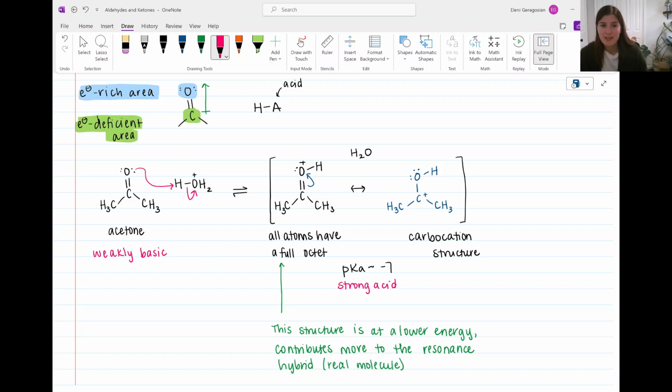So the key takeaway here from this video is that aldehydes and ketones are weakly basic at the carbonyl oxygen. So long as a strong enough acid is present in solution, then some of the acetone or some of the aldehyde or ketone molecules will be protonated in solution.